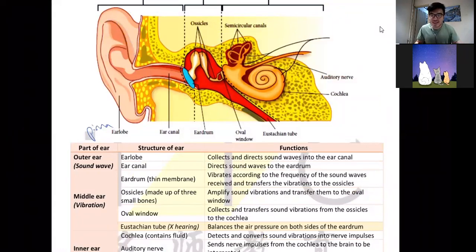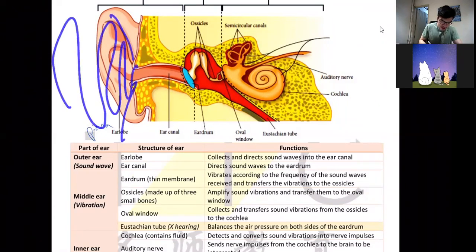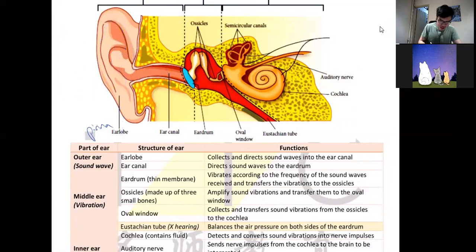Your ear is like a sound funnel. Why do you have a funnel? You have a funnel because you want to collect liquid and concentrate it to one point. Same thing, your ear collects all the sound and funnels it into the ear. This is a very efficient design, and that's why you have very sensitive hearing. So that's your earlobe. Its function is to collect and direct sound into the ear canal.